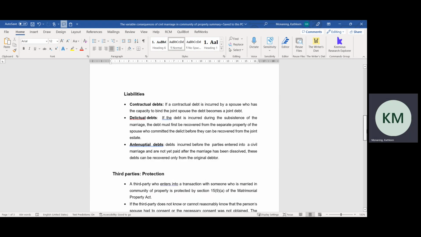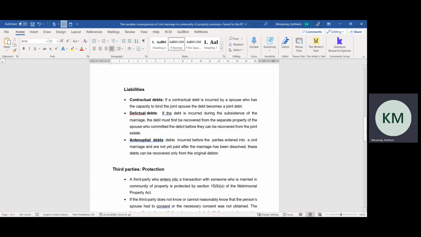Now the liabilities. We've got three types of liabilities. We've got contractual debts, delictual debts, and antenuptial debts. Contractual debt: if a contractual debt is incurred by a spouse who has the capacity to bind the joint estate, that debt becomes part of it. Who has the capacity to bind? Both spouses. That debt becomes part of the joint estate.